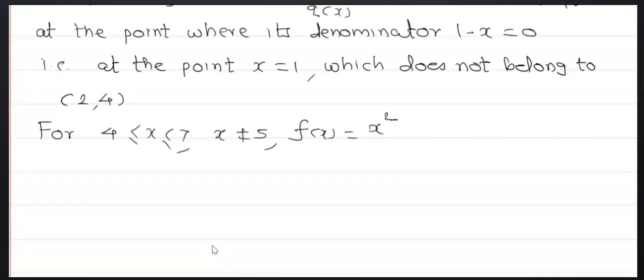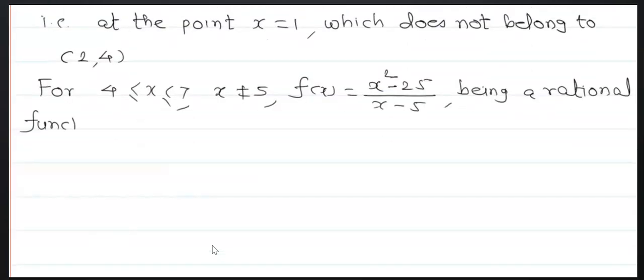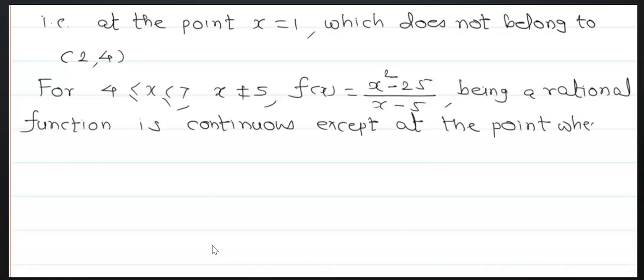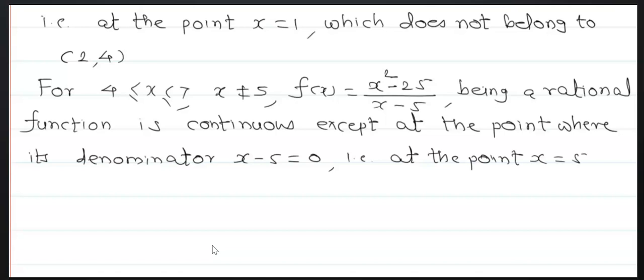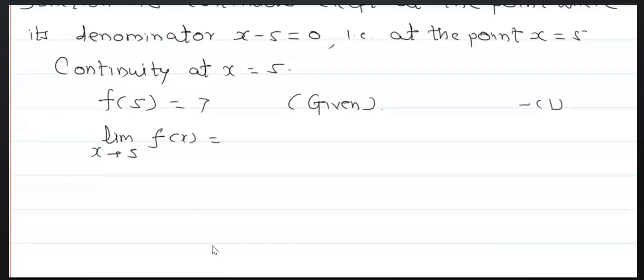For x lying between 4 and 7, x is not equal to 5. (x squared minus 25) upon (x minus 5), being a rational function, is continuous again except at x equal to 5, where the denominator vanishes. Now check the continuity at the point x equal to 5. f of 5 is 7, which is given, and now solve this limit.